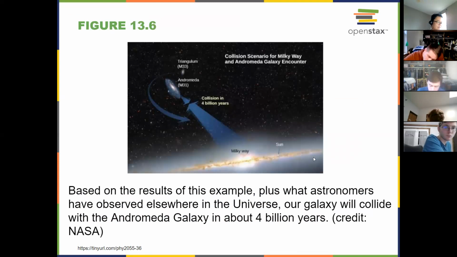All right, due to gravitational attraction, our own galaxy, the Milky Way, and the nearest galaxy, Andromeda, are predicted to collide with each other in 4 billion years, by which time you and I will probably not exist, but something will happen in that time frame.